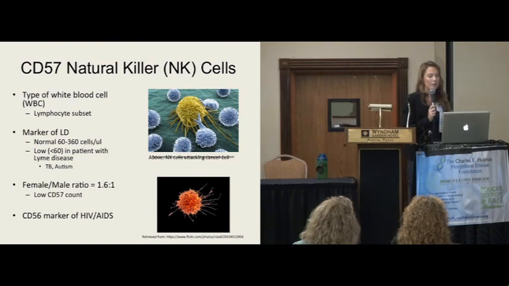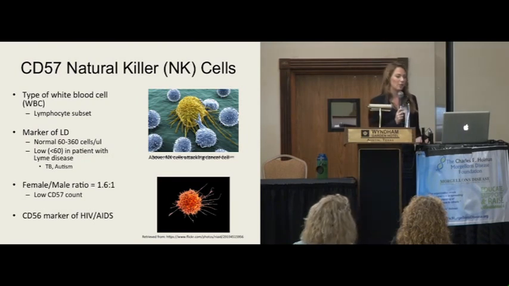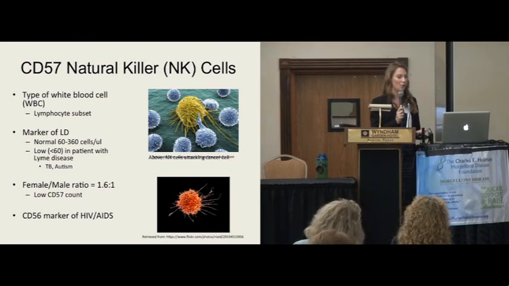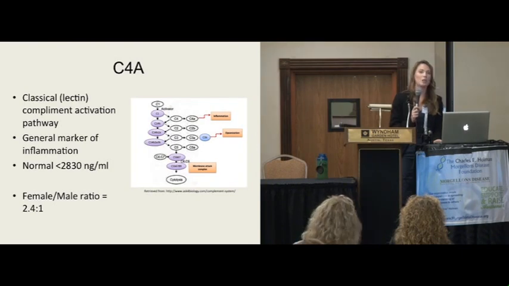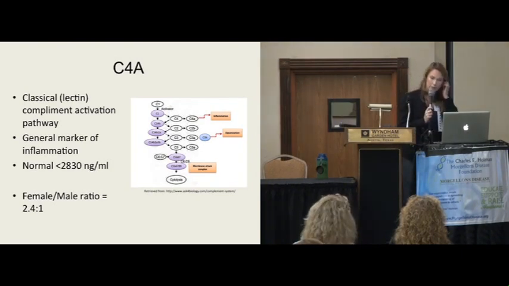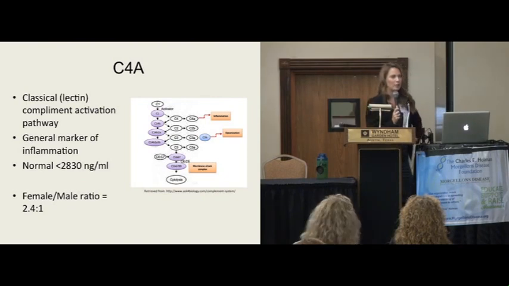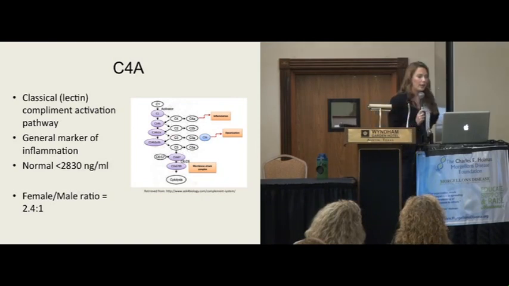And again, with the female to male ratio, females tend to have a lower natural killer cell count than males do. Now, it's interesting, in HIV and AIDS, the CD56 natural killer cell is actually used as a marker of that disease. So again, the natural killer cells are very useful, and you can think about it as a marker for Lyme disease. Now, if they are in normal range, that doesn't mean that you don't have it. It can really help clinicians out. Tuberculosis. Yeah, we had a patient in our practice who did not have Lyme disease, but indeed had tuberculosis and a low natural killer cell count.